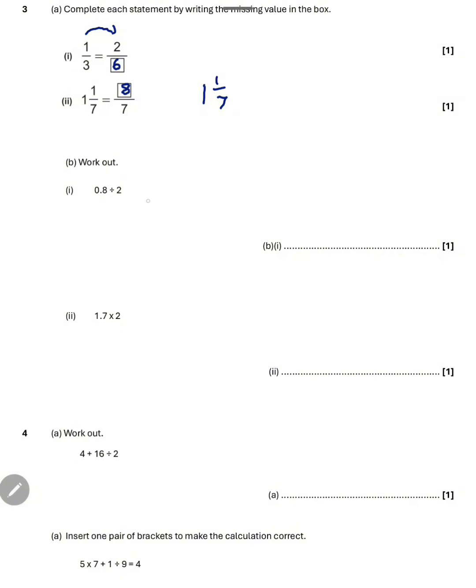Part B, we've got to do 0.8 divided by 2. I'm not going to start with that. I'm going to do 8 divided by 2. And 8 divided by 2 is 4. Well, if 8 divided by 2 is 4, 0.8 divided by 2 must be 0.4. Sometimes it's nice to think of this as money. If you've got £8 divided by 2, you've got £4. If you've got 80p divided by 2, you've got 40p.